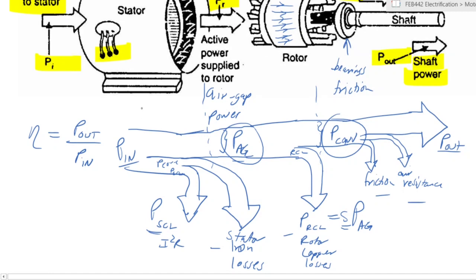So up to this stage, this is the stator. Up to this stage, then you have air gap power, which crosses over to the rotor, still in magnetic form. So this is electrical. This is magnetic. And then finally here it is mechanical at the shaft, right?